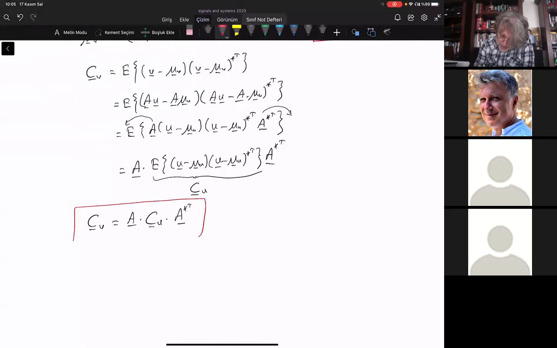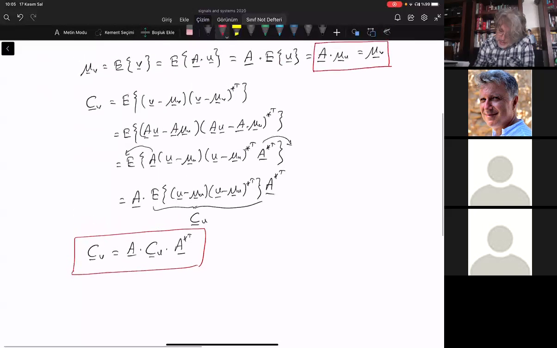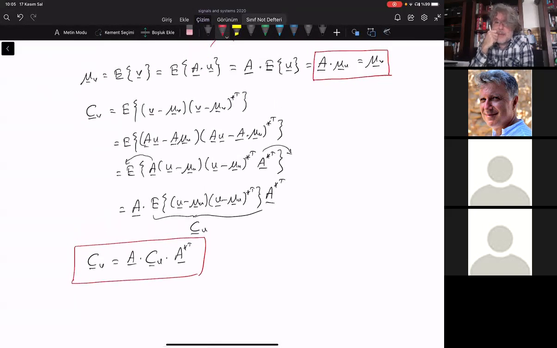It was a little bit cumbersome, but this is an important observation. So the covariance or the autocorrelation or autocovariance, they both obey this rule. If your signal is transformed by A, then your covariance matrix is multiplied by A from the left-hand side and A conjugate transpose from the right. It's not as simple as what is happening to the mean, because the mean is transformed with the same matrix A. It's simple, but this one is slightly more involved.